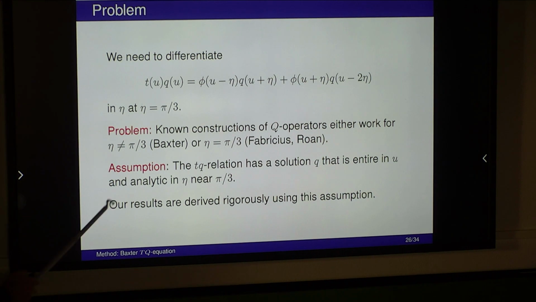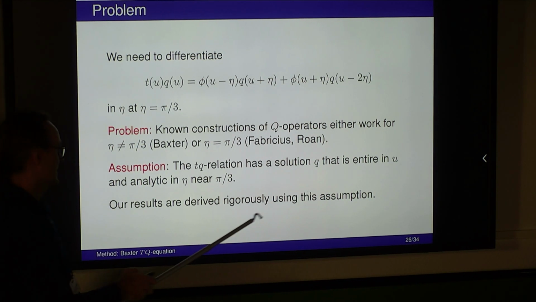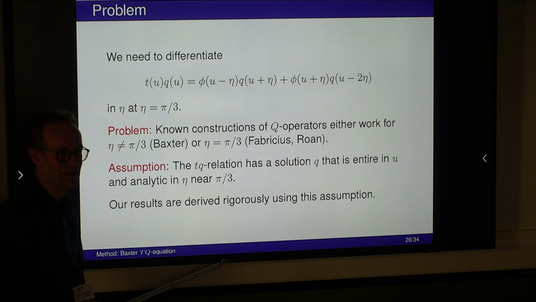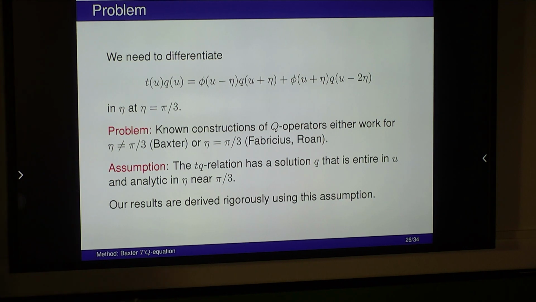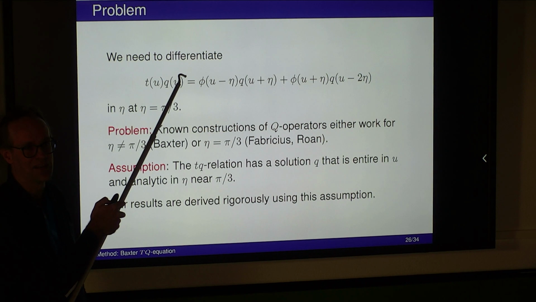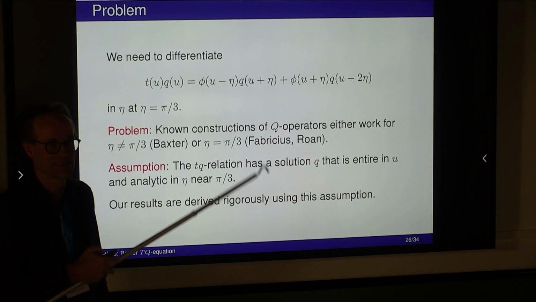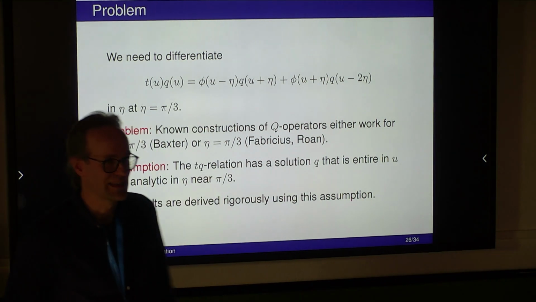So what we have to assume is that this equation should have some solution which is entire and analytic in eta near this special point. If we assume that, then everything is rigorous. And of course, this is just the scalar equation, so this is actually weaker than the existence of the Q operator. Maybe you could show this in some other way.